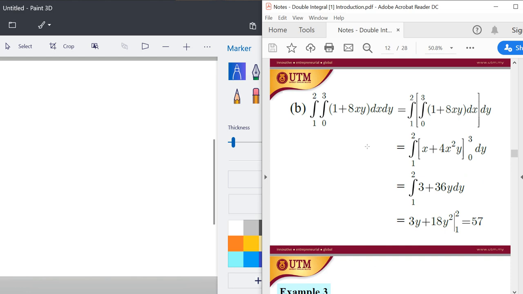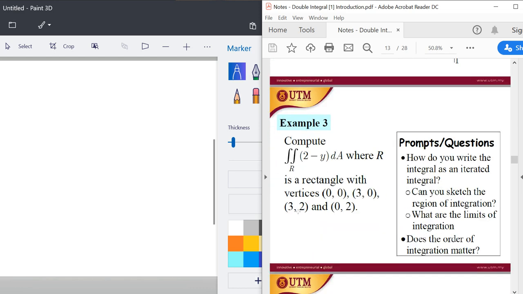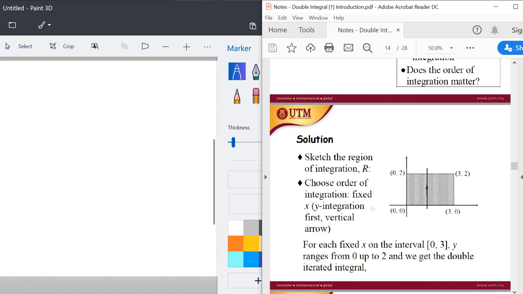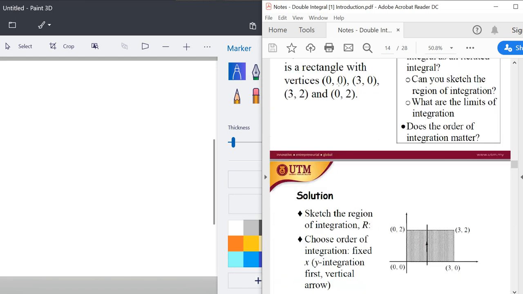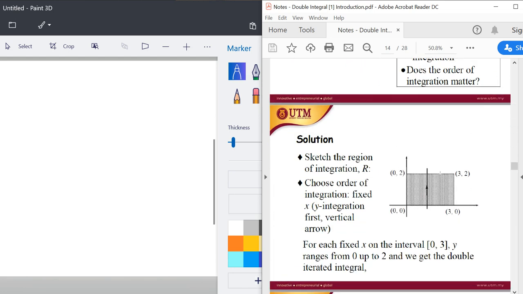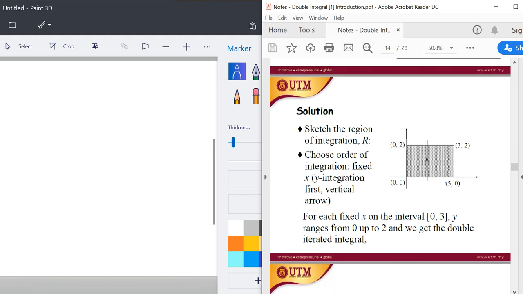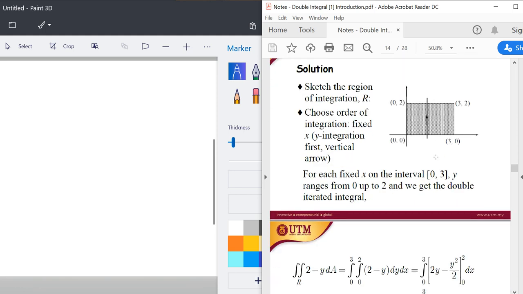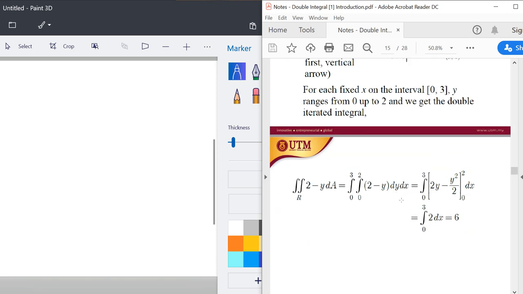In this question, they give you the limits for both x and y straight away. But what if we are given only a situation, a rectangle with vertices? In this case, you have to sketch first. From the condition given, we can have this kind of sketch. The region is the shaded region. It's a rectangular region. You can choose either dy dx or dx dy. It will give you the same answer.